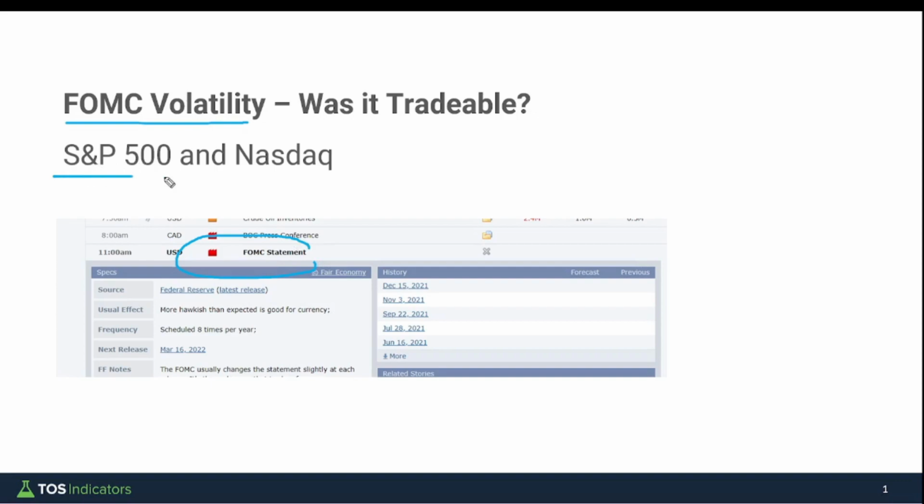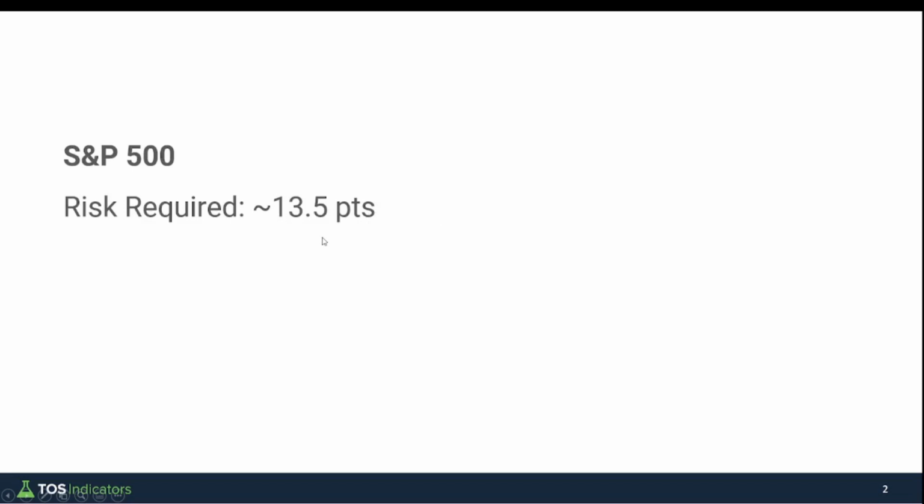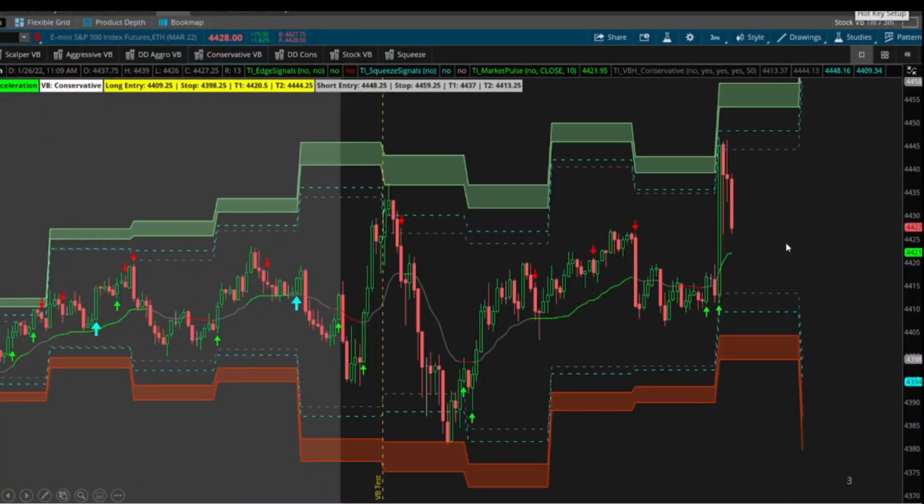Now we'll focus in on the S&P 500 and the Nasdaq, and the way I've laid this video out is through screenshots to try and go through this step by step so we can see really how price action evolved as the announcement progressed. Now let's get started here with the S&P 500, and if you were looking to try and trade the FOMC event, the bare minimum risk that I think you needed to have in terms of your tolerance was 13.5 points, and this is based off of our doomsday conservative models, or our most conservative model that we have available.